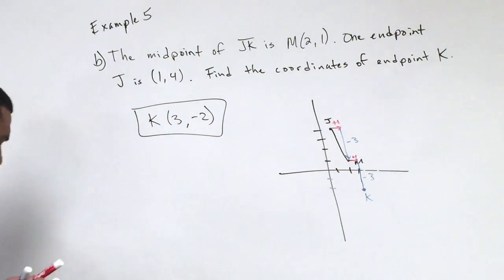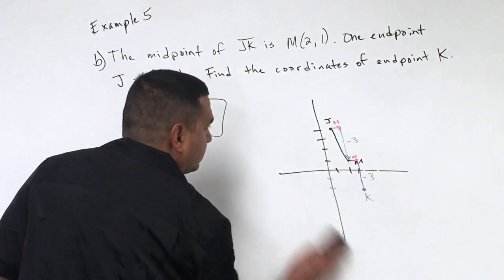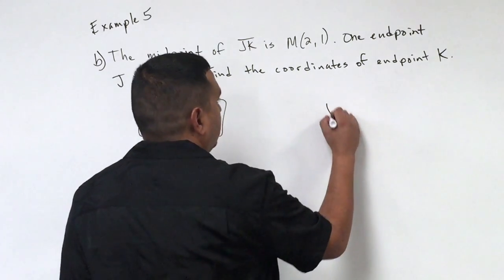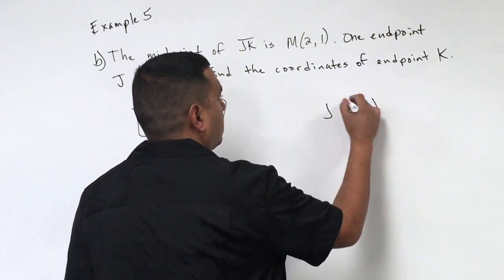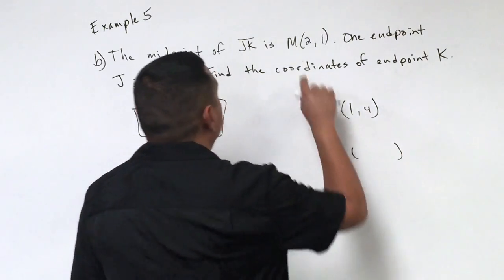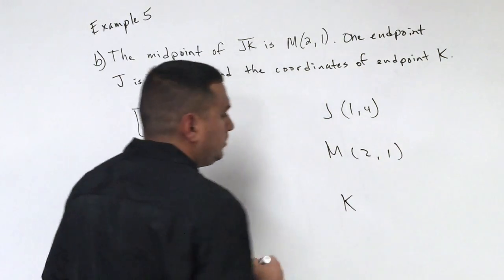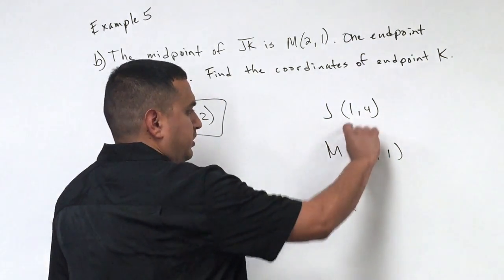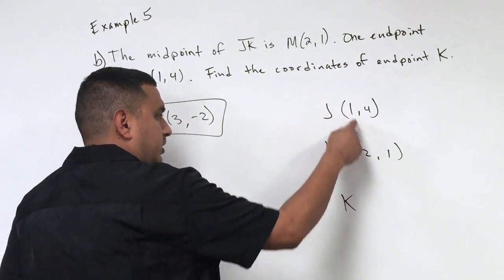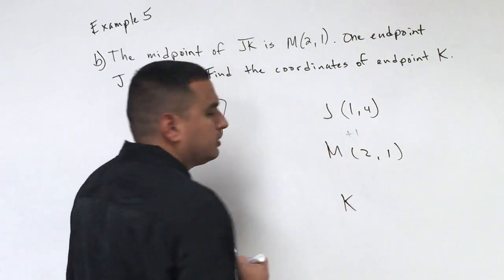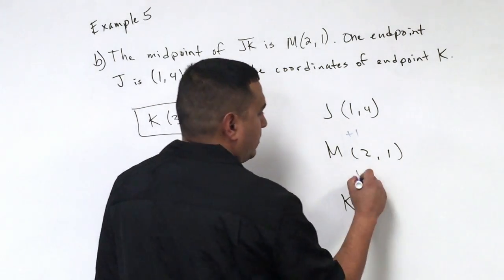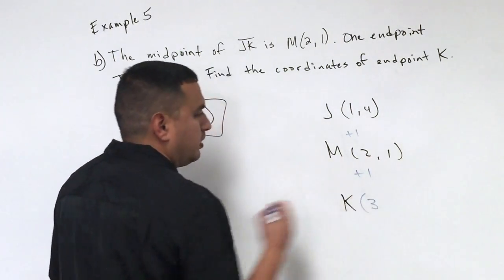All right. If you want to look at it a different way without looking at the graph and just looking at the coordinates of the points, J is at (1, 4), M is somewhere in the middle, and K is down here. Okay. It tells you M was at (2, 1). So basically what you're doing, this distance has to be equal to this distance. So the question is, how do I go from 1 to 2? Well, I have to add 1. So that means I have to go that much to go from M to K. So I'm going to add 1 more. That gives me 3.